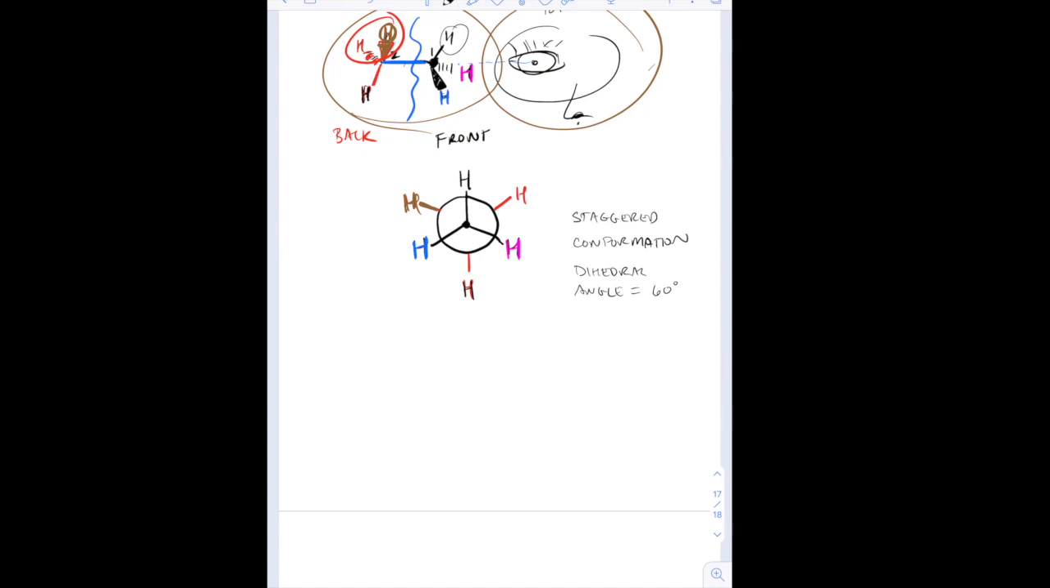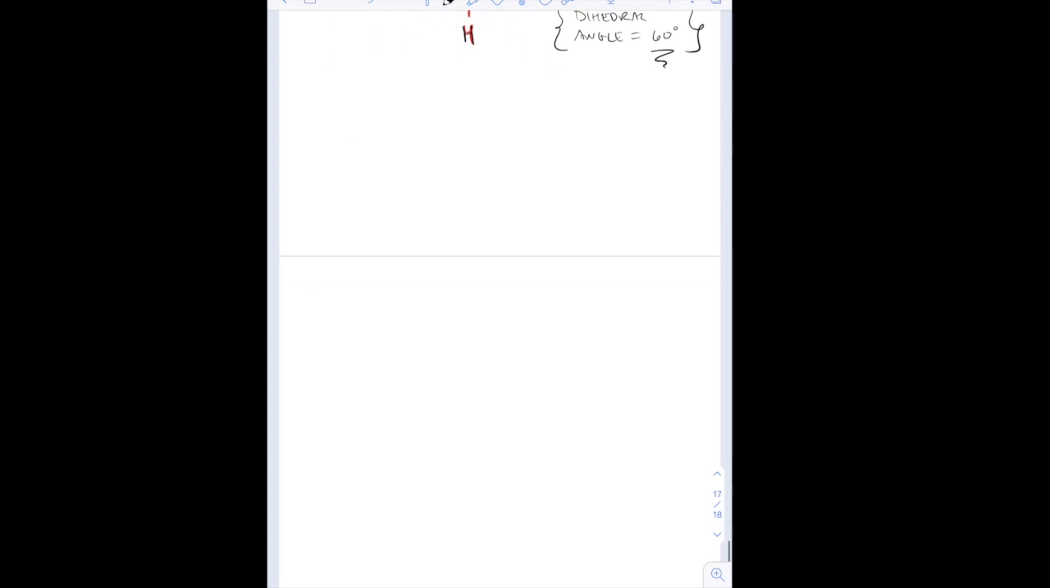Okay, and remember, this is a staggered conformation drawing. So this is an example of a Newman projection for a staggered conformation, and that dihedral angle, as in the angle between this guy and this guy, is 60 degrees. Okay, so now let's take a look at the eclipsed conformation for ethane.